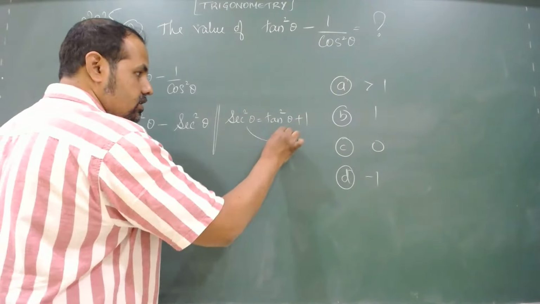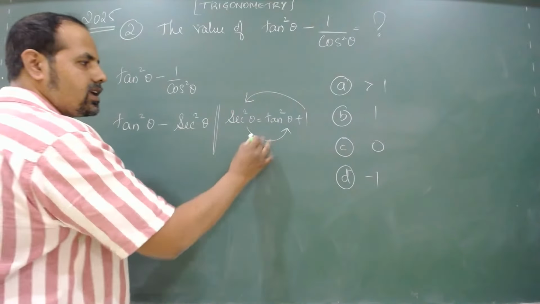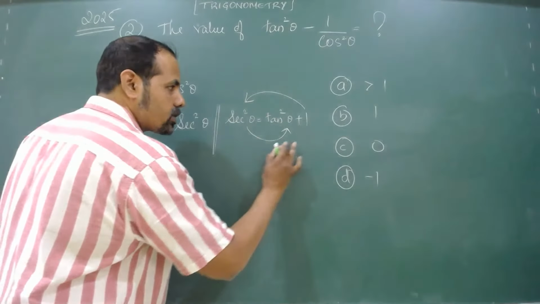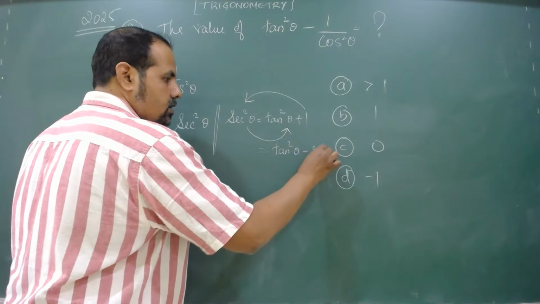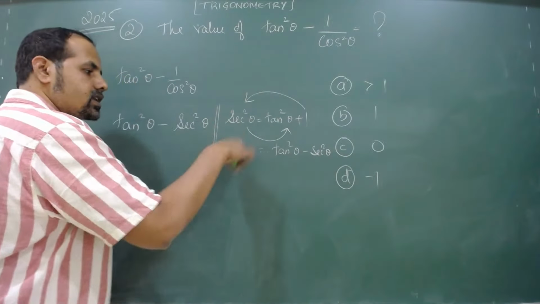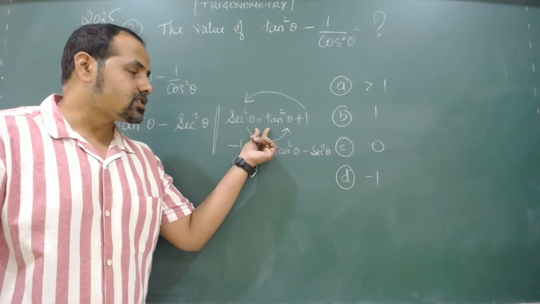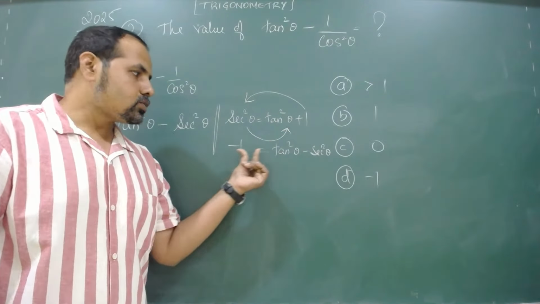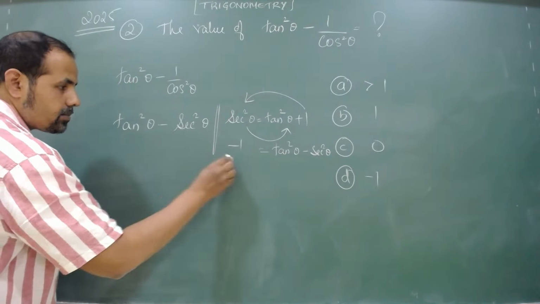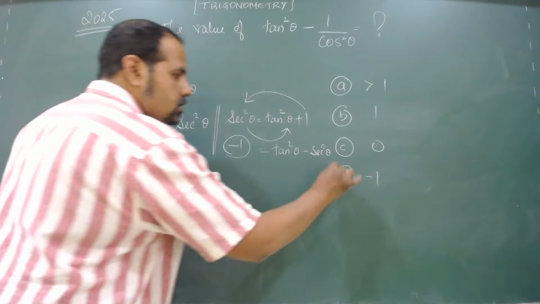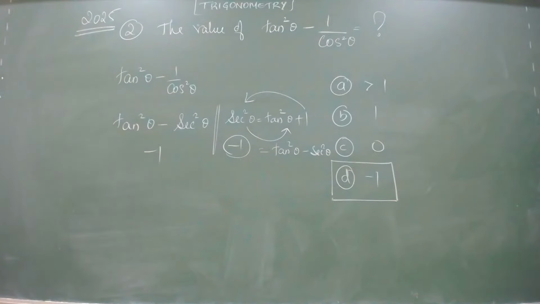Now, observe here. Can we rewrite this by transposing sec square theta to the other side and bringing that plus 1 towards the right side? So, sec square theta is equal to 1 plus tan square theta, which gives minus 1 is equal to tan square theta minus sec square theta. Therefore, tan square theta minus sec square theta is minus 1, which is nothing but option D. Make a note.